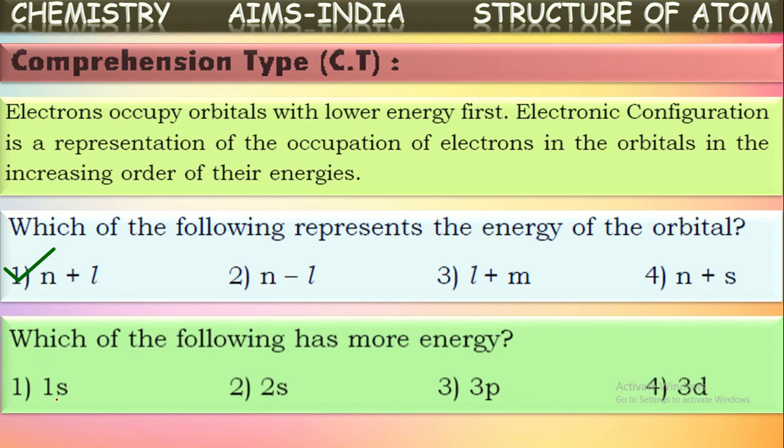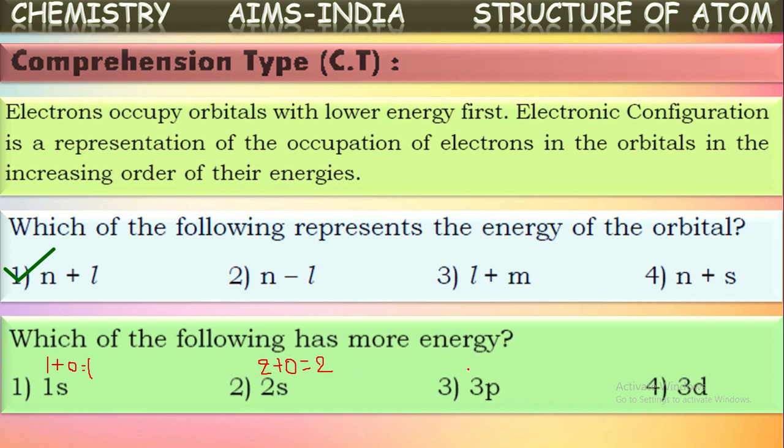The first orbital given is 1s. For this, what is the n value? 1. What about the l value? The l value is given based upon the subshell in which the electron is present. So s subshell means the l value will be 0. Now what do we get in total here? 1. For the second, the n value is 2 and the l value is also 0 because it is an s subshell. Now it becomes 2.